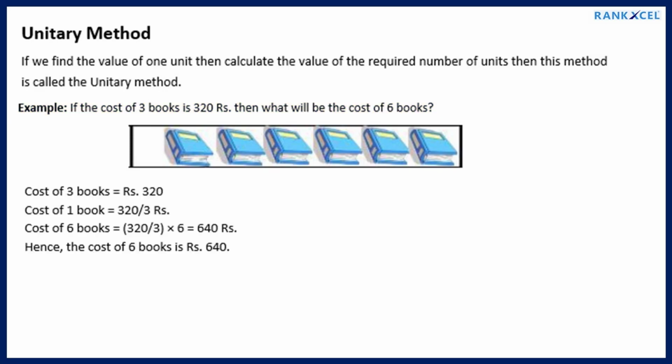Solution 1. Cost of 3 books equals 320 rupees. Cost of 1 book equals 320 by 3. Cost of 6 books equals 320 by 3 times 6 equals 640 rupees. Hence, the cost of 6 books is 640 rupees.